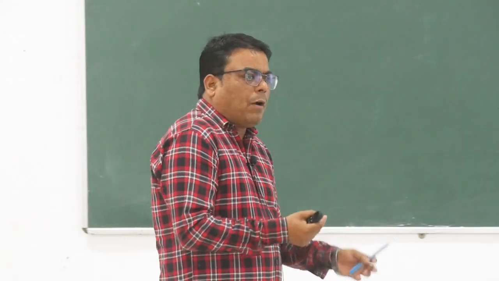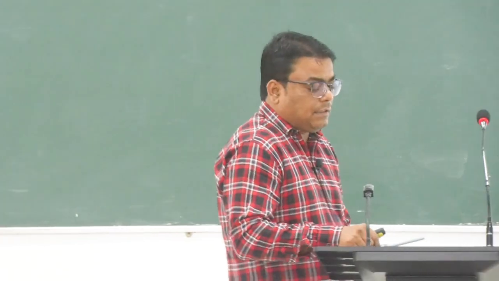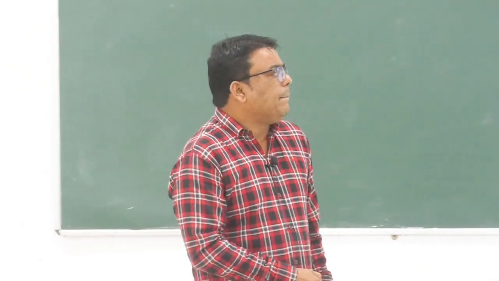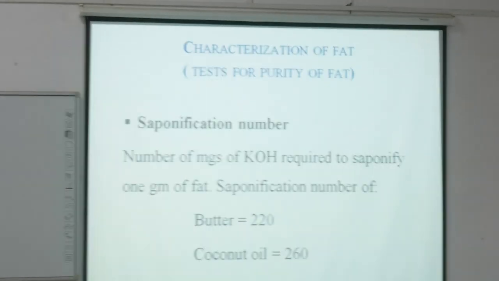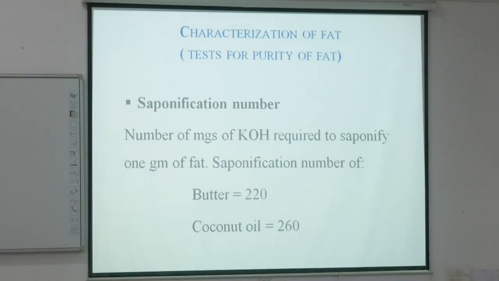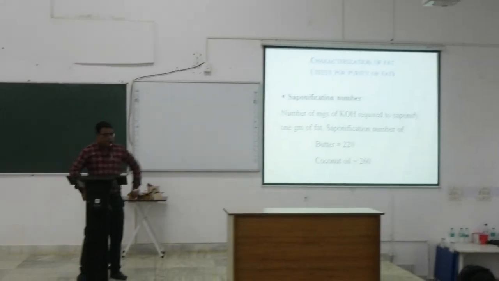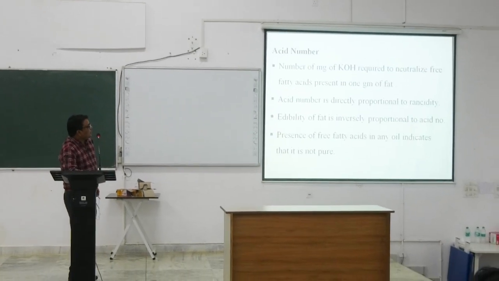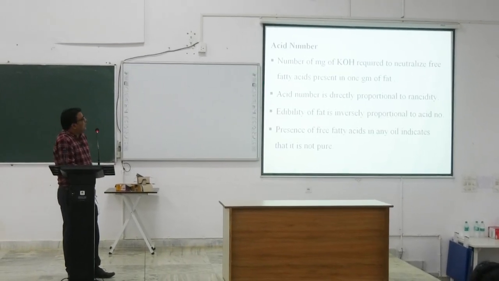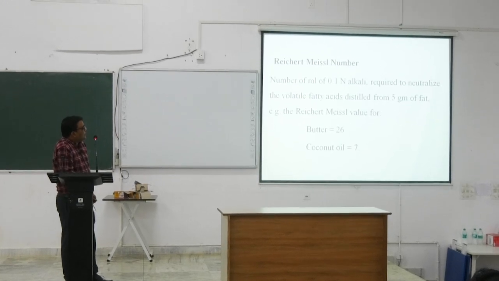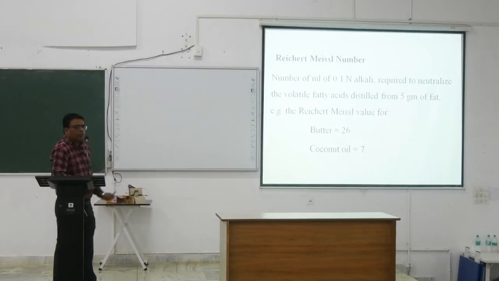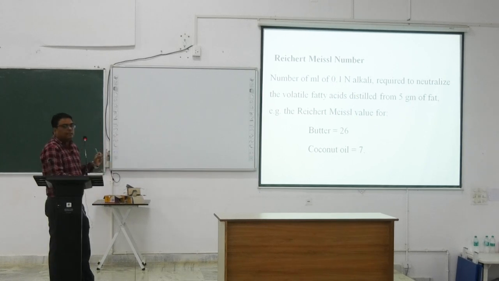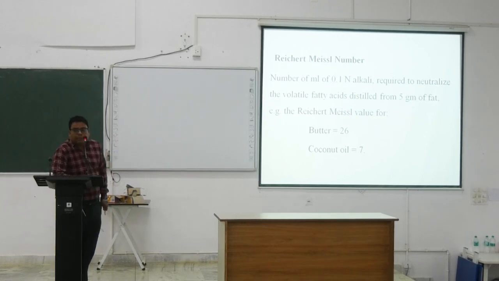So these all are the properties of the lipid. This is a general property, and it is not compulsory that this property will be asked in the exam. Okay? So now, to check the purity of the fat, we use some numbers. Butter is 220 and coconut oil is 260. Same as the iodine number, acid number, Reichert-Meissl number. All of this is straight from the book. Just write the survey. You take the meaning from the book. Okay?